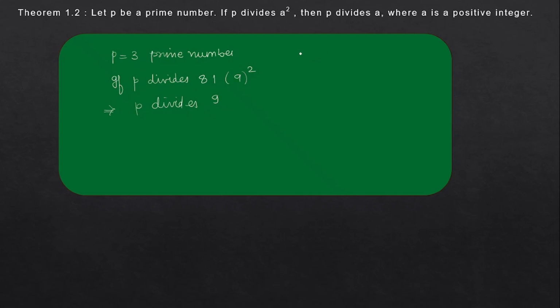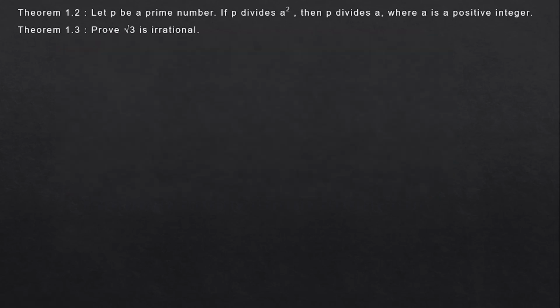We can try with another prime number, for example 2. So if 2 divides, let's say 64, 64 is 8 square, right? So if 2 divides 8 square, what can we conclude? Using this theorem, we can conclude that 2 will divide 8 as well. I hope this is very clear, because we'll be needing this theorem for proving the next theorem, which is a very important theorem. So the next theorem is: prove root 3 is irrational.